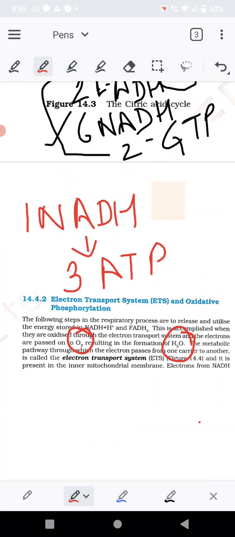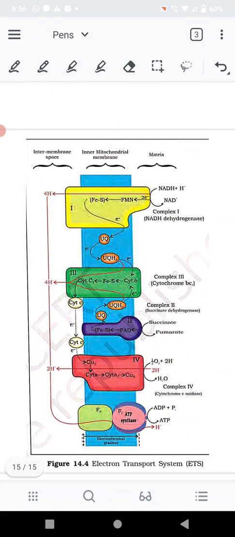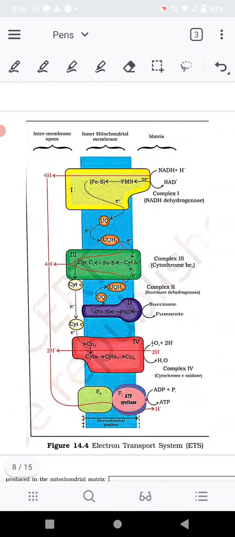Now the metabolic pathway through which the electrons are passed from one carrier to another carrier is known as the electron transport system. It is present in the inner mitochondrial membrane. If I talk about the structure of the mitochondria, you must know that the mitochondria is a double membraned organelle, having the outer membrane and the inner membrane, and in between the two membranes there is the intermembrane space. Inside the inner membrane there is the matrix.